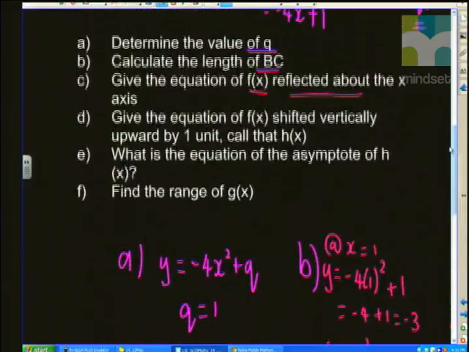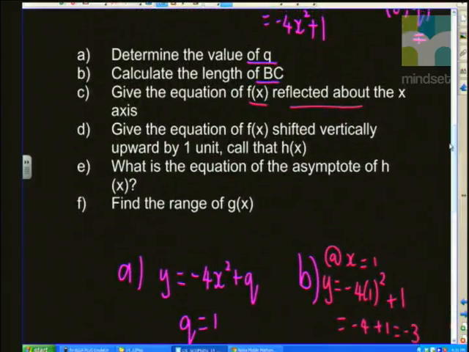Let's move on to part D. They say give the equation of f of x shifted vertically upward by 1 unit. So they've given us a lot of information there. It's moving vertically, which means straight away in your head, it's affecting the value of q. It's moving upward, so it's a positive change. It's moving upward by 1 unit. They say call that h of x.